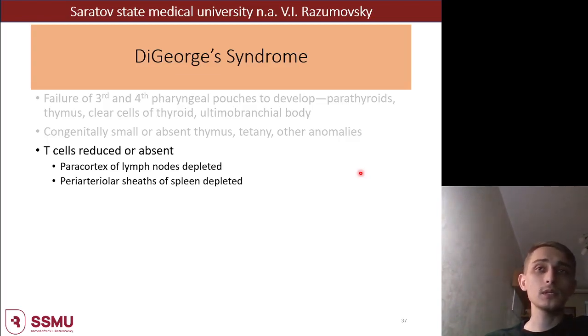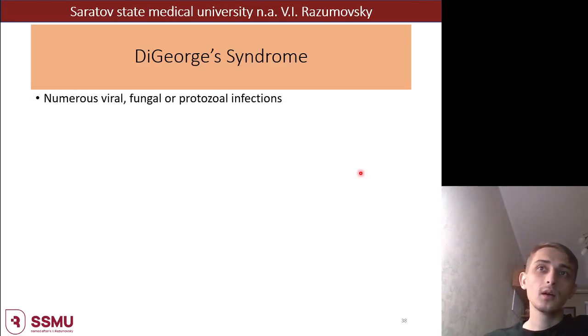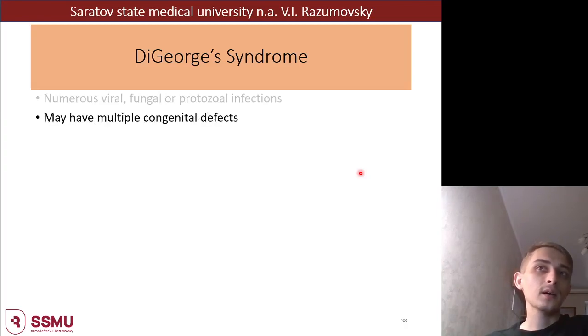So DiGeorge syndrome is associated with problems of cell immune reactions. As a result, it leads to accumulation of viral, fungal or protozoal infections. We can see a lot of different infectious diseases here. It may have multiple congenital defects. Sometimes it may be defects of the heart, defects of internal organs, or chromosome defects, and so on.